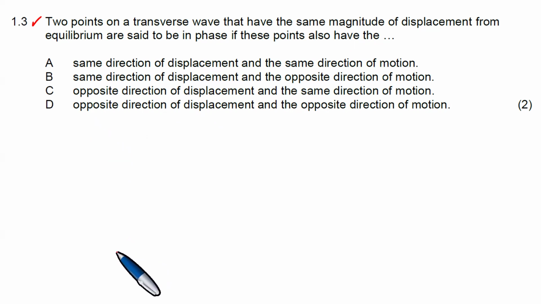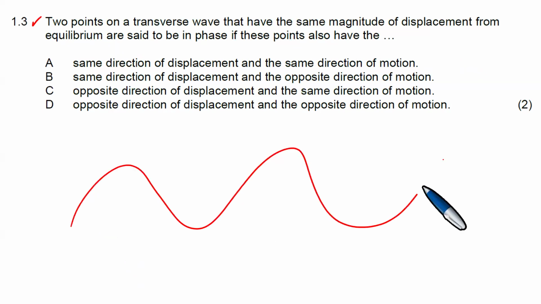Right, anyone home? I think it's B. You think it's B? Okay, that's fine. So we're saying 2 points on a transverse wave that have the same magnitude of displacement from equilibrium. So in other words, here's the transverse wave. Now here is equilibrium.